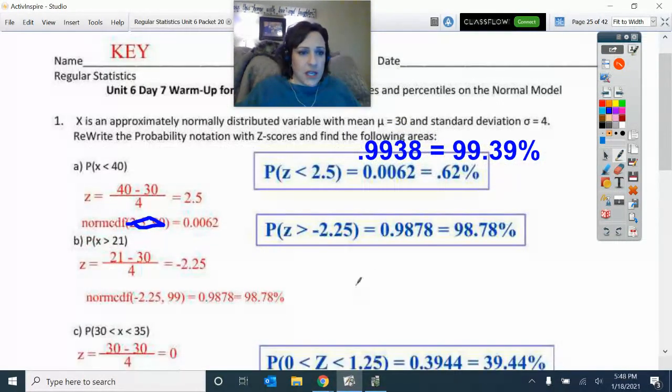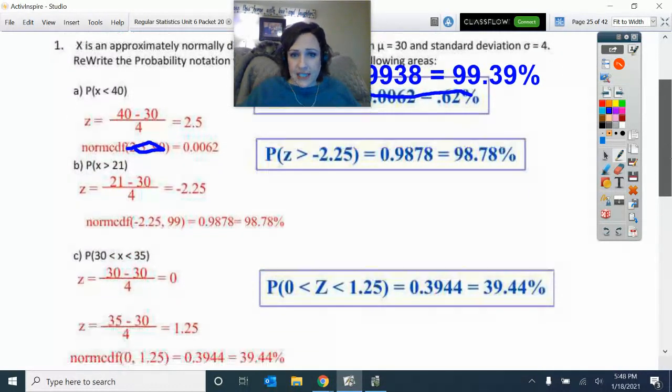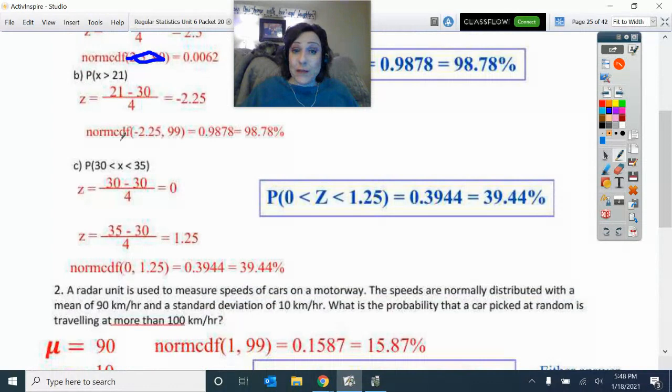Next, now this one is a greater than. So we're going to go ahead and find the z-score. X minus the mean over the standard deviation is negative 2.25 and greater than. So we want to go from that negative 2.25 up to 99. And so that's 98.97%.